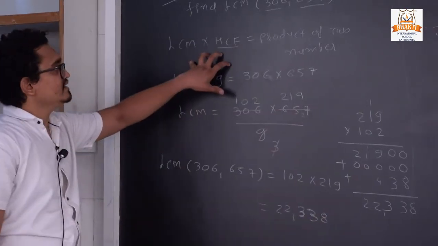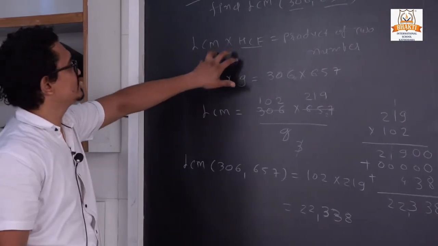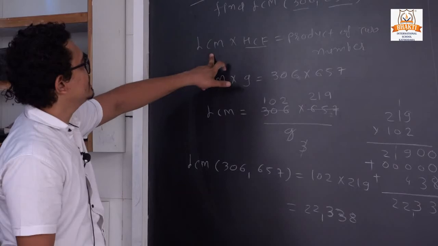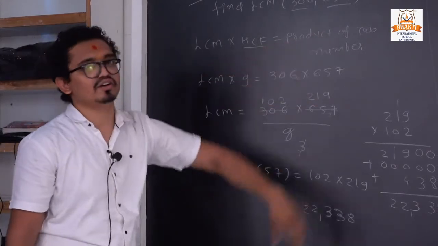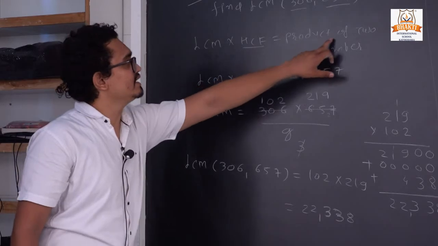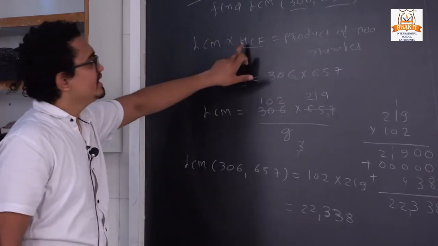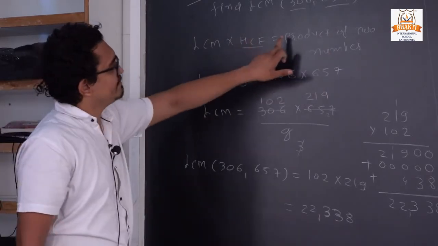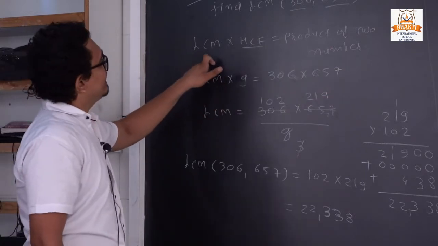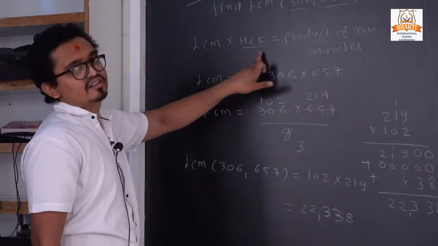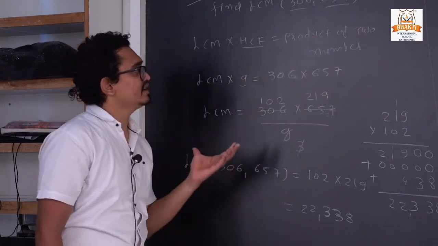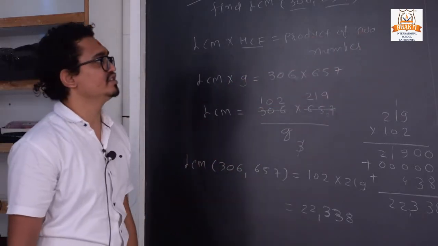So that is, in this sum we can use its formula. So you can remember that formula, LCM into HCF is equal to product of two numbers. So if LCM is given and product of two numbers is given, we can find HCF. If HCF is given and product of two numbers is given, we can find LCM. If LCM and HCF both are given, we can find the product of two numbers. So a similar question they can ask in your examination.